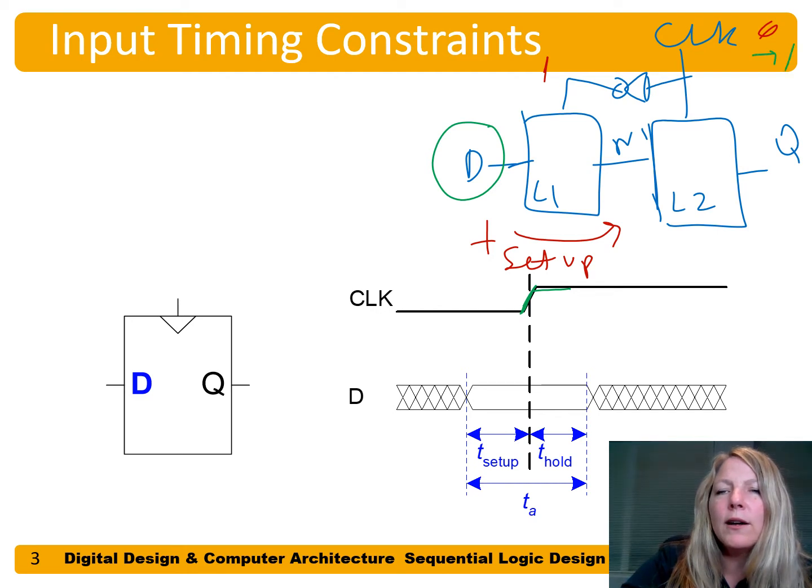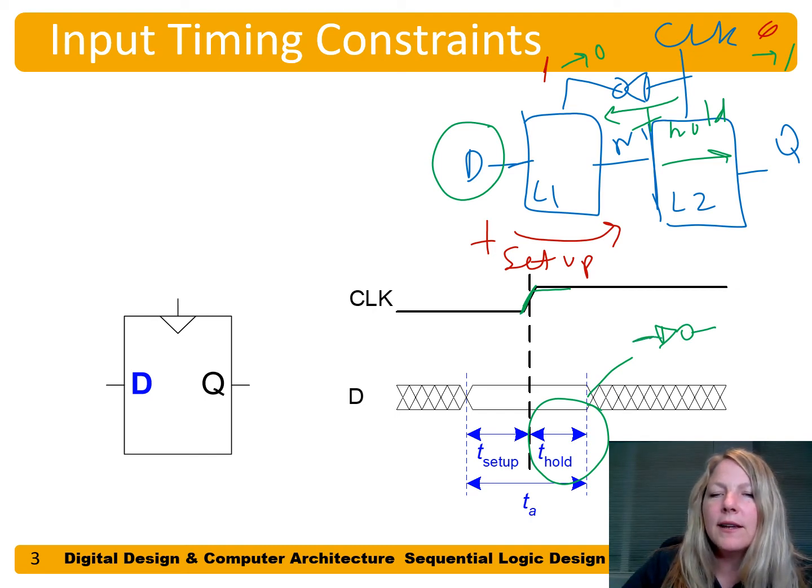Clock goes from 0 to 1, starts letting N1 through, but only a short time later, there's some delay to get through that inverter. And that delay is the hold time constraint. So T hold is the delay to basically turn off L1. It's the delay of that inverter to turn it off, to make it opaque.